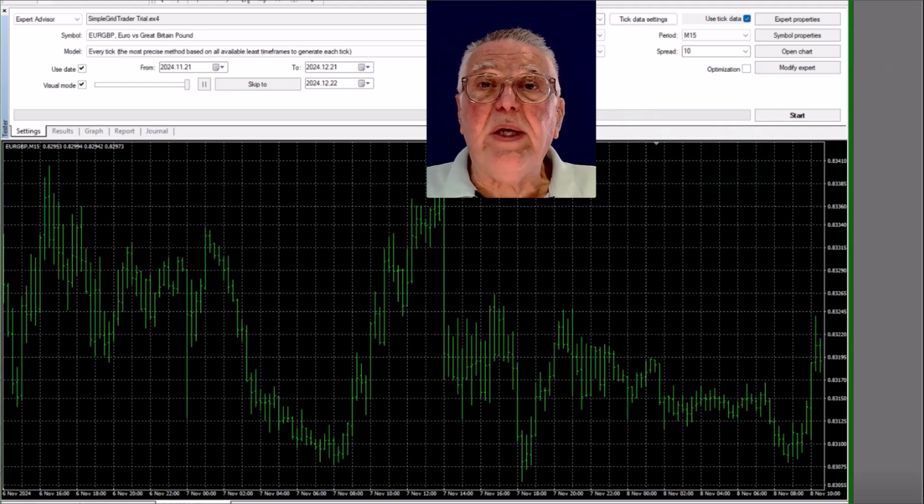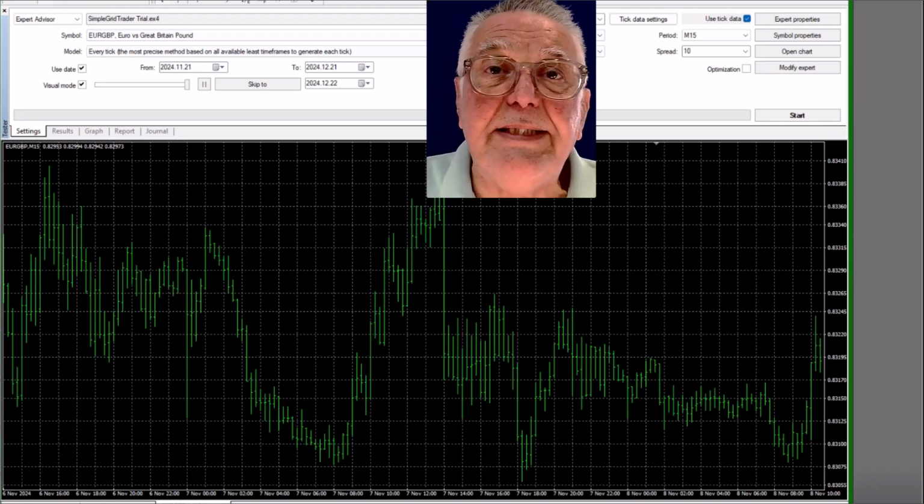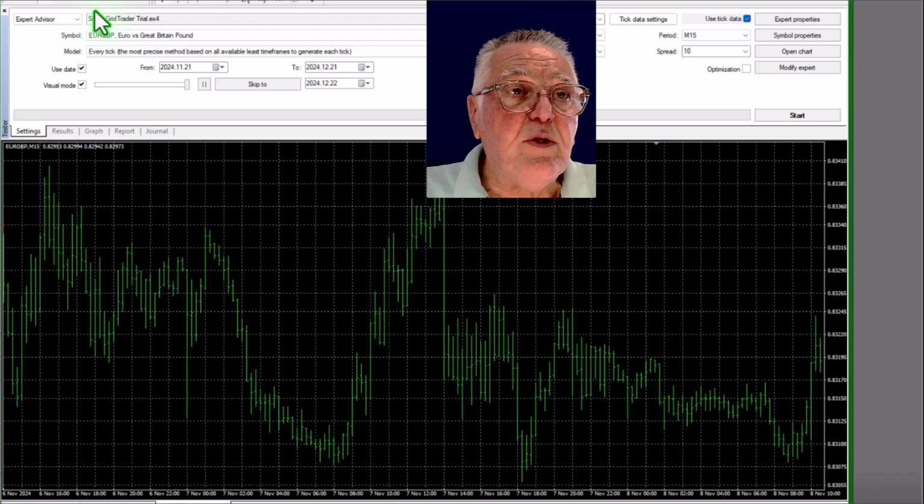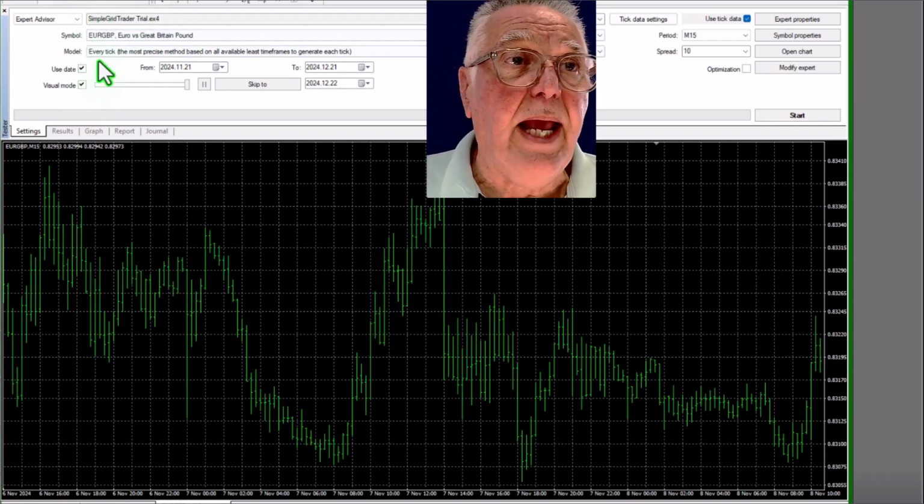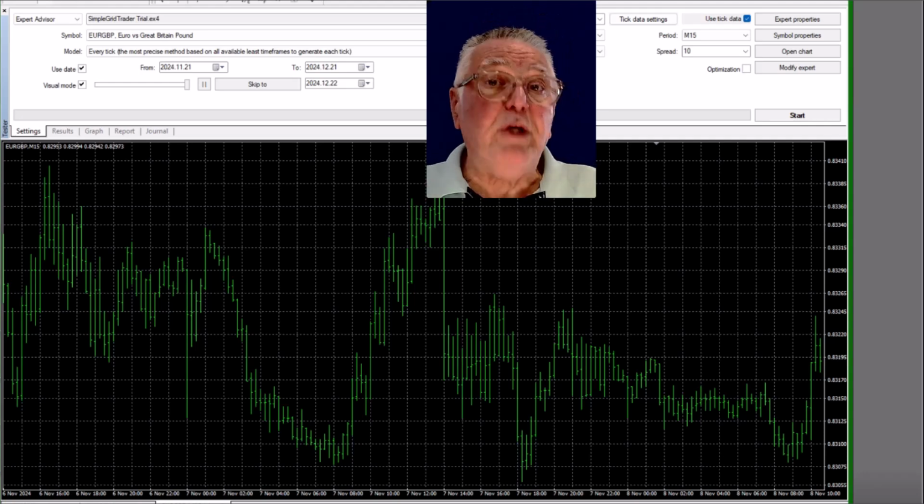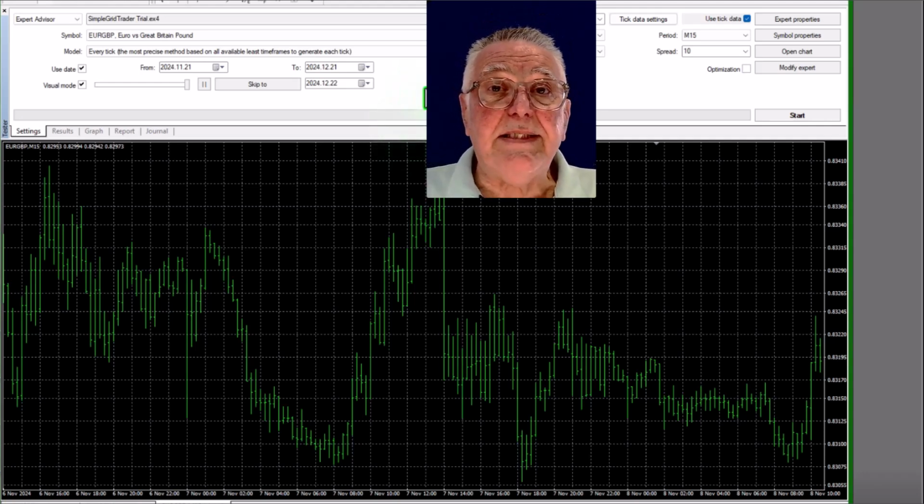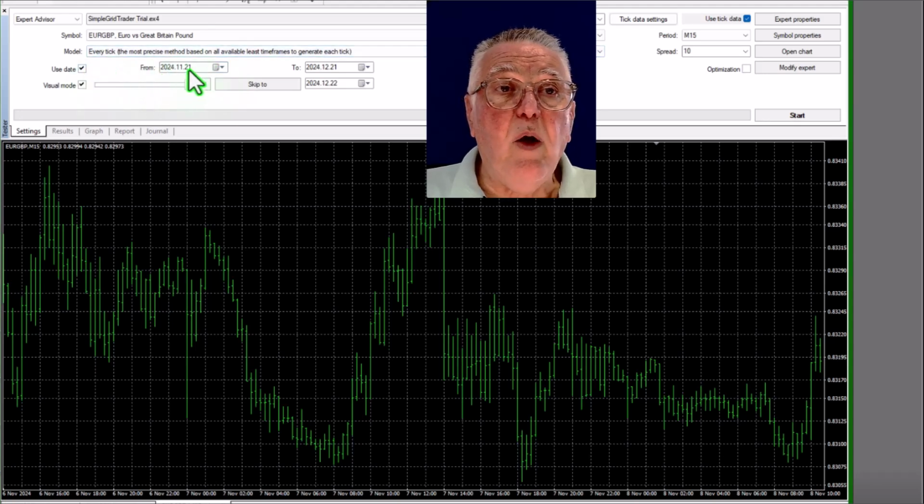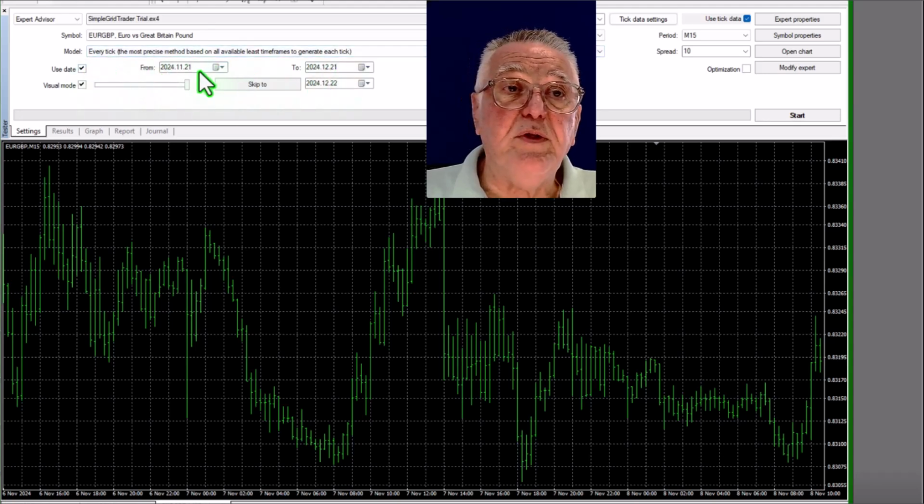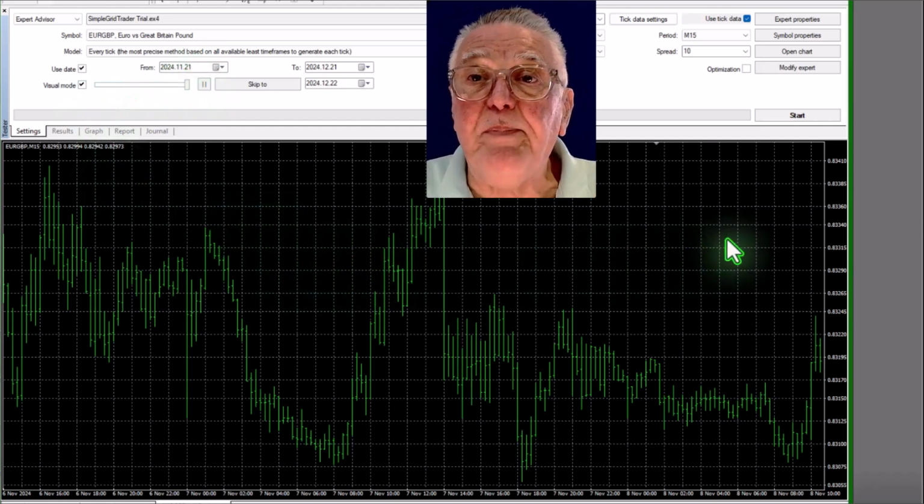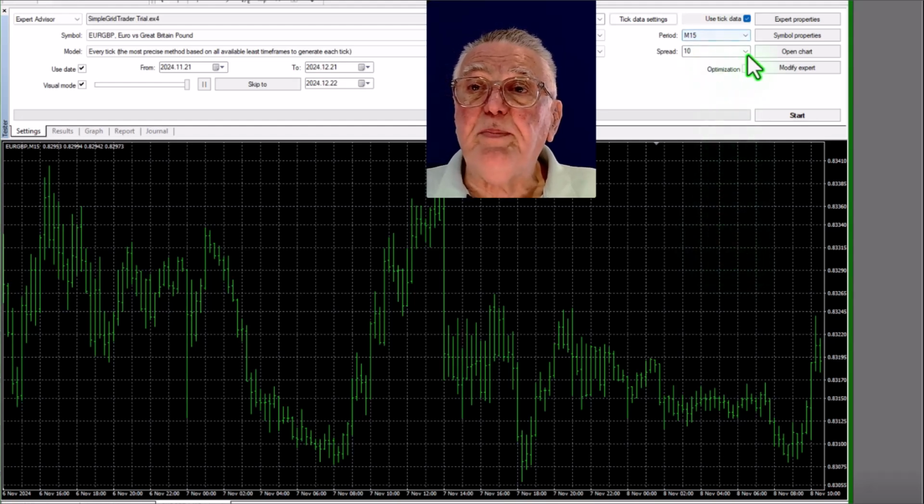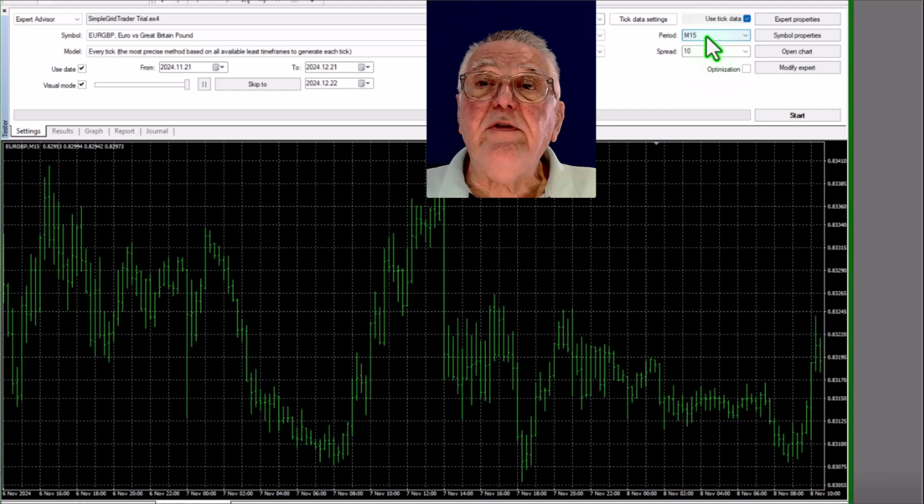So here we go. As we said, we're going to start testing the euro pound, and that is what I have loaded into the strategy tester, the euro pound. I'm using the simple grid trader, and I'm using every tick, which is the most accurate way that you can backtest a strategy. I'm using 1 month from the 21st of December to the 21st of November, and I'm using visual mode. So we're going to be looking at the actual trading happening as it happens. We're going to use a spread of 1, and we're going to use a time frame of 15 minutes.